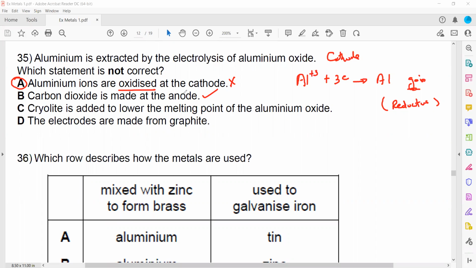Carbon dioxide is made at anode. So this one is correct. Cryolite is added to lower the melting point. That is also correct. The electrodes are made up of graphite. That's also correct. In the question, we have to find which statement is not correct. Not is written in bold. That's why A is not correct, because that is reduction, not oxidation.